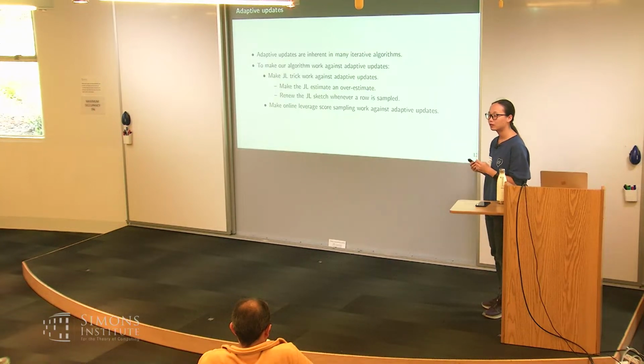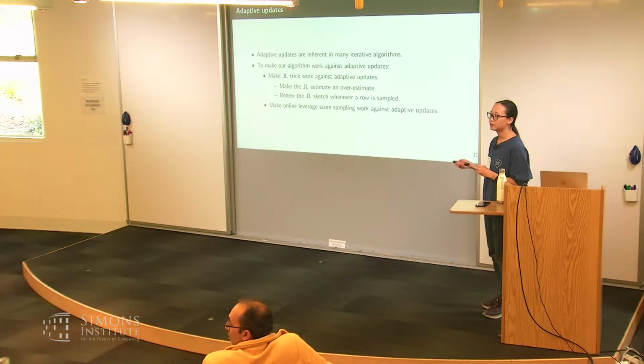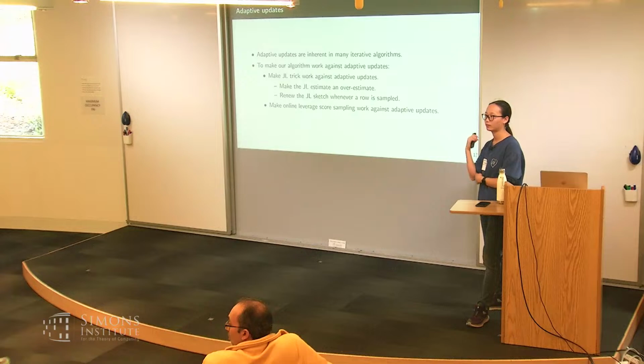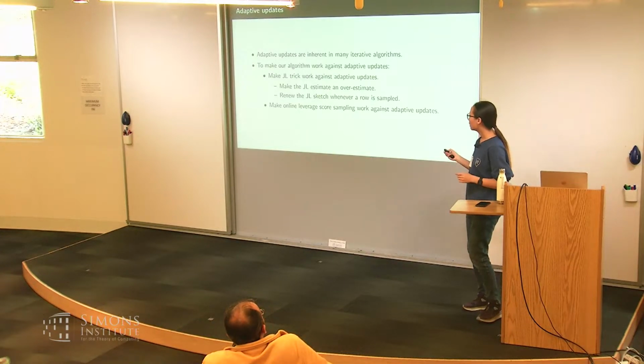Do you have to renew the sketch when a row is included or whenever you toss a coin? Whenever a row is included; when you just toss a coin, you don't. Well, is that obvious? If I tossed a coin but it failed, doesn't that change the conditioning? Why is it obvious that you don't need to refresh the JL sketch at that point?